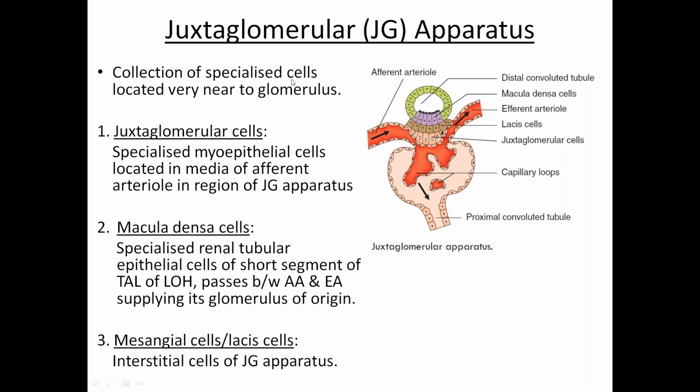Now your JGA comprises mainly three kinds of cells. First is your juxtaglomerular cells here, which you can see. These are your specialized myoepithelial cells, or basically modified vascular smooth muscle cells. These are your JGA cells located in the middle of the afferent arteriole in the region of the juxtaglomerular apparatus. Here, so these are your JGA cells.